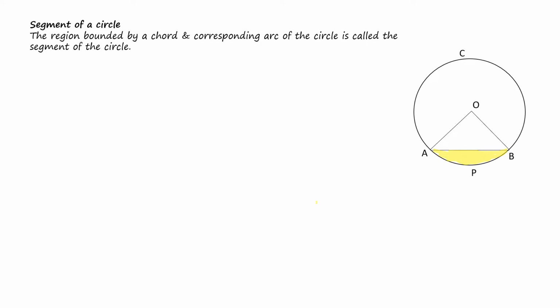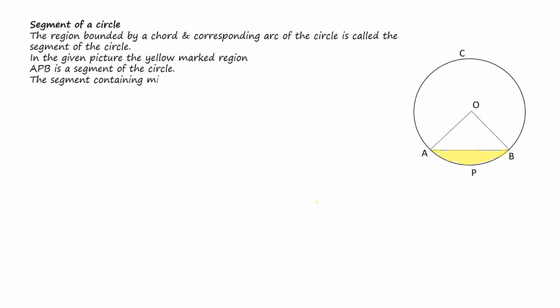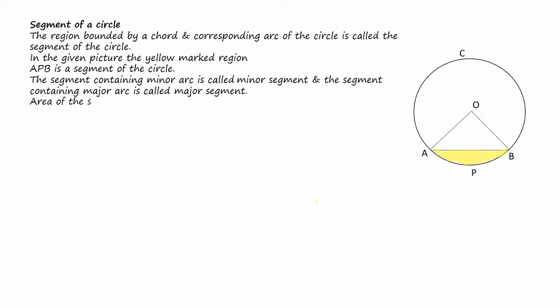Segment of a circle. The region bounded by a chord and the corresponding arc of the circle is called a segment of the circle. In the given picture, the yellow marked region, that means region APB, is a segment of the circle. The segment containing the minor arc is called the minor segment and the segment containing the major arc is called the major segment.